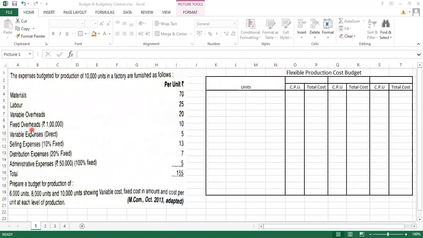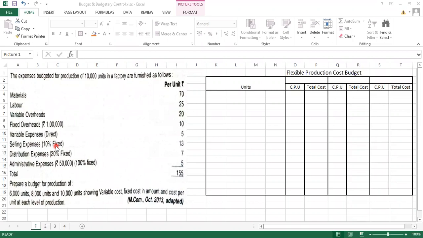Fixed overheads दिए कितने? ₹1000 का, मतलब 10 units है, but they have directly calculated the amount and they have given you that it is of a 1 lakh. So directly you are going to write down under the fixed cost this fixed overheads. Variable expenses which is direct 5. So this will be written in the variable cost only. Selling expenses 10% fixed. अगर 10% fixed है तो मतलब जो remaining portion है that will be the variable.